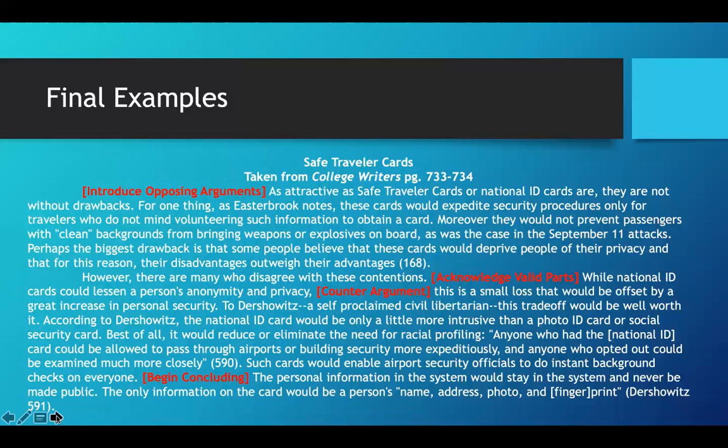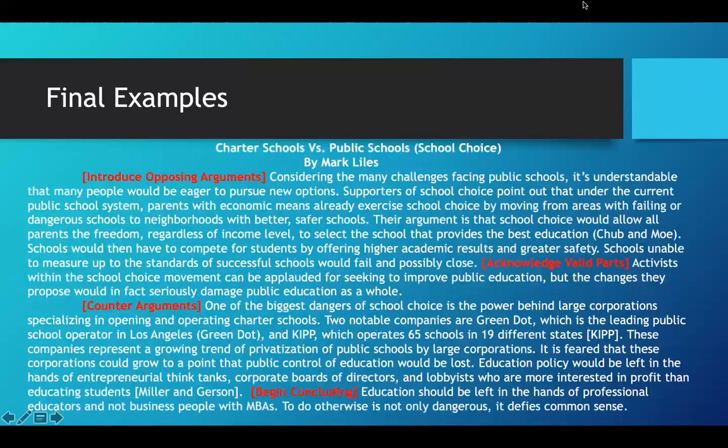Okay, so here's one really skilled example. And here's one more. This is from an essay on charter schools versus public schools. So again, the counter argument is acknowledged, valid points of the counter argument are acknowledged, then the refutation is offered, and then a wrap up before moving on to the next section.